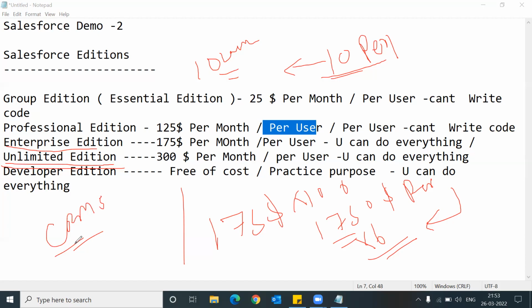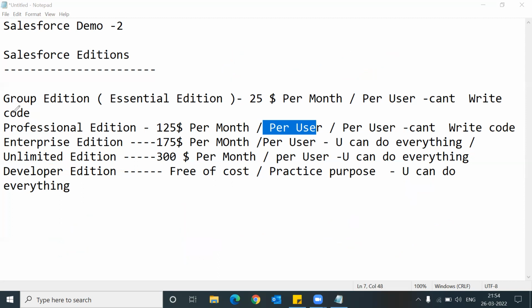Salesforce is costly, I told you. Even though every company using Salesforce has some unique needs, Salesforce doesn't want to lose customers. So Salesforce says, no problem, you can take this edition or that edition. As of now, suppose you are a startup company, or you have a small company.